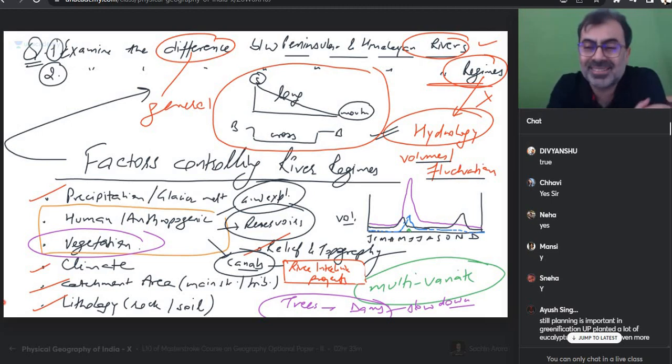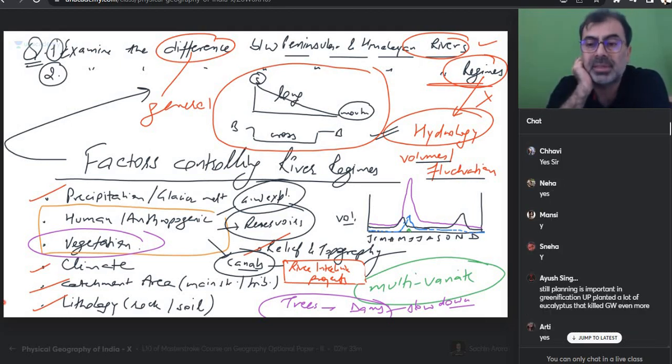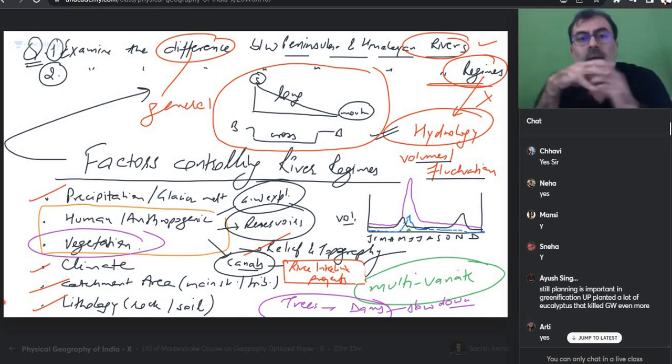So planning is important in greenification. UP planted a lot of eucalyptus that killed groundwater. Yes, I just saw, Ayush, I don't know about that. I just saw the Vrihat Vriksharopan Yojana, with Yogi ji's photo. I went to drop my son to a guitar class. On the way while driving, Yogi ji's photo came up, and it said Vrihat Vriksharopan Pariyojana. Vrihat means like a major, and it is a UP afforestation program.